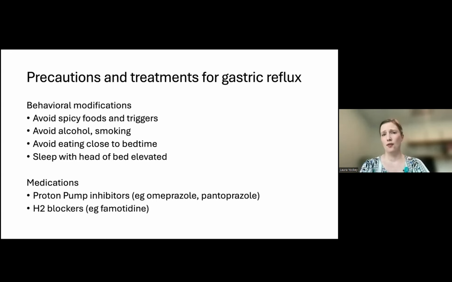And then there are a few very common medications that we use for gastric reflux. One is proton pump inhibitors, omeprazole or pantoprazole. These can be taken once or twice daily. It's very important to take them 30 minutes before eating. And then famotidine or H2 blockers are other medications we might add on as well.